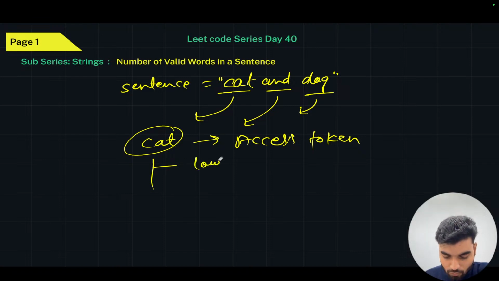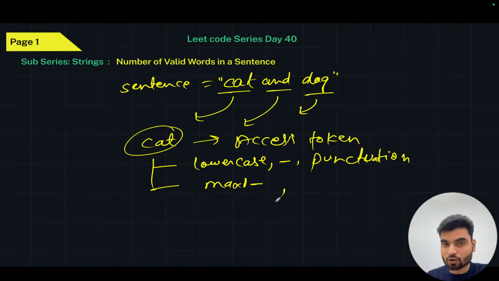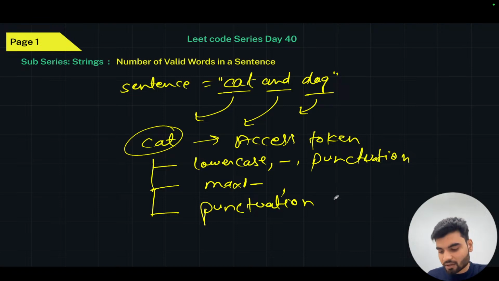It should only have lowercase letters, then hyphen and punctuation, right? Nothing more than that. Numbers should not be there. Again, if you have a hyphen, a maximum of one hyphen you can have, but that should be in the middle, cannot be at the start, cannot be at the end. The third condition we have is that if you have punctuation, that should come at the end, right? Punctuation should be where? At the end. So these three conditions we have to check.